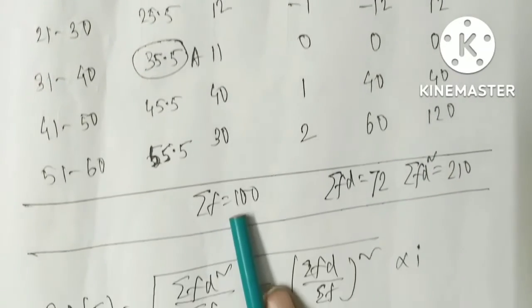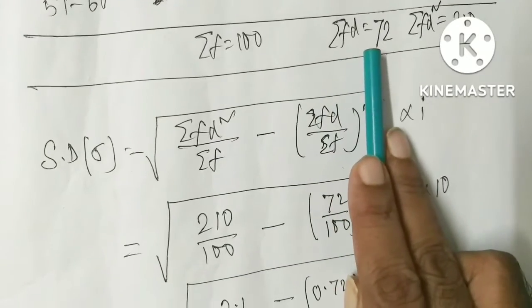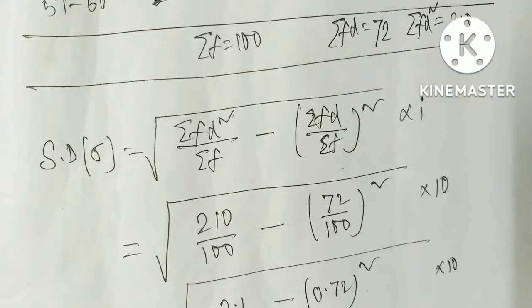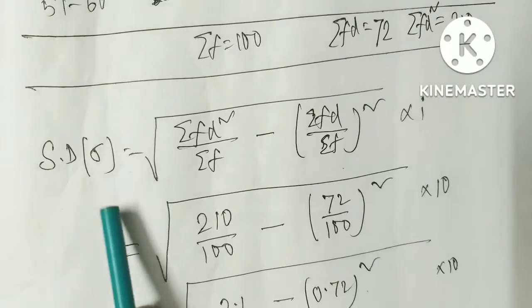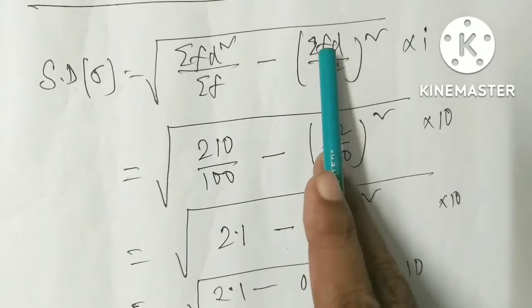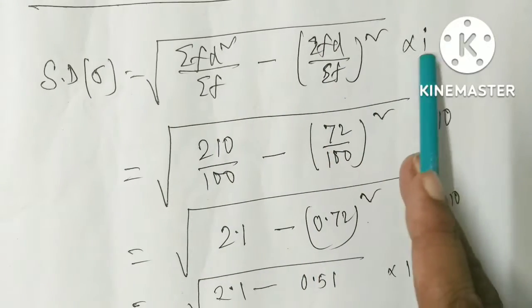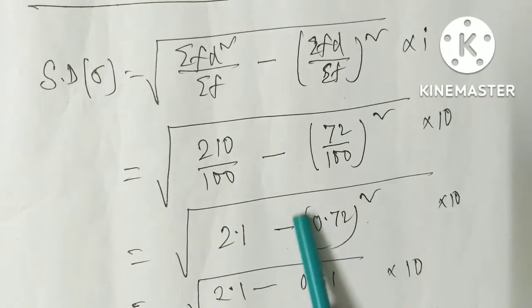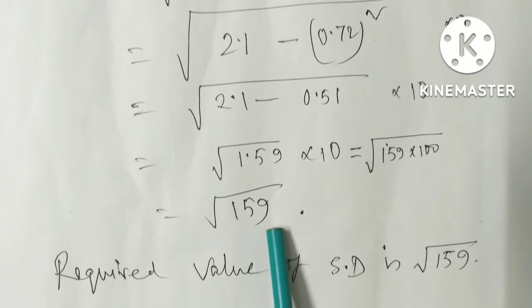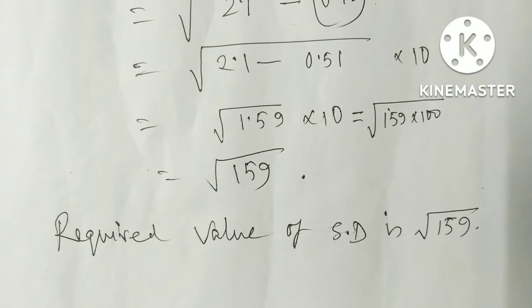The summation f is 100, summation fd is 72, summation fd square is 210. And now we use the formula root over summation fd square by summation f minus summation fd by summation f whole square, into I. Putting in these derived results, we get root 159. The SD value is root 159.